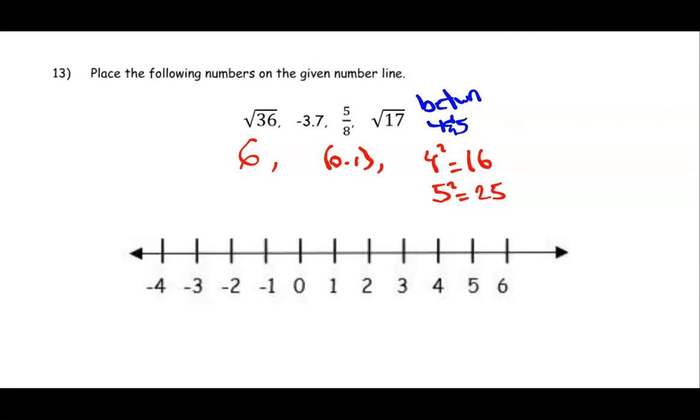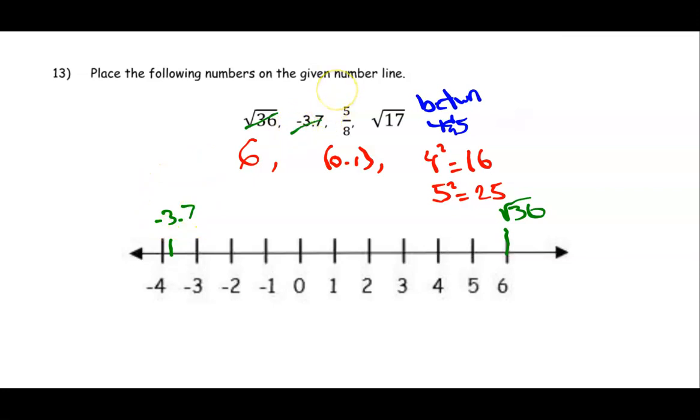So let's go ahead and start graphing. I'm going to use my green, and above the number 6, we have the square root of 36. The next one, negative 3.7. I want to go to the left of my 0. Negative 3.7 is going to be a little bit closer to 4, so I'm going to draw my little arrow over here, and we got negative 3.7.